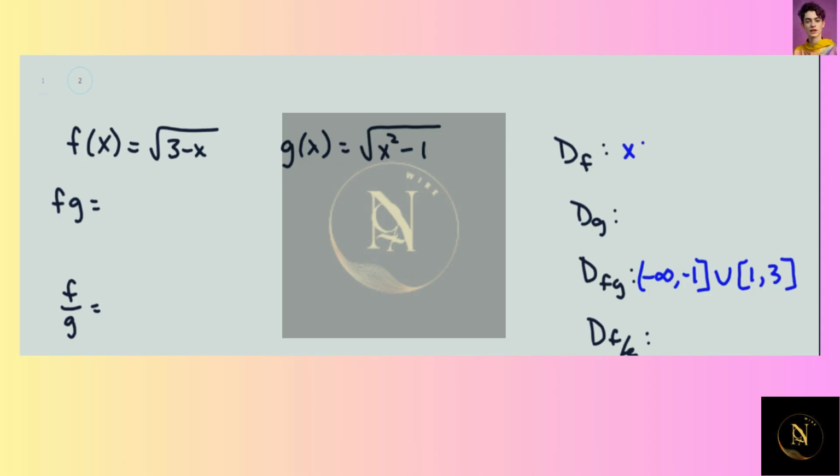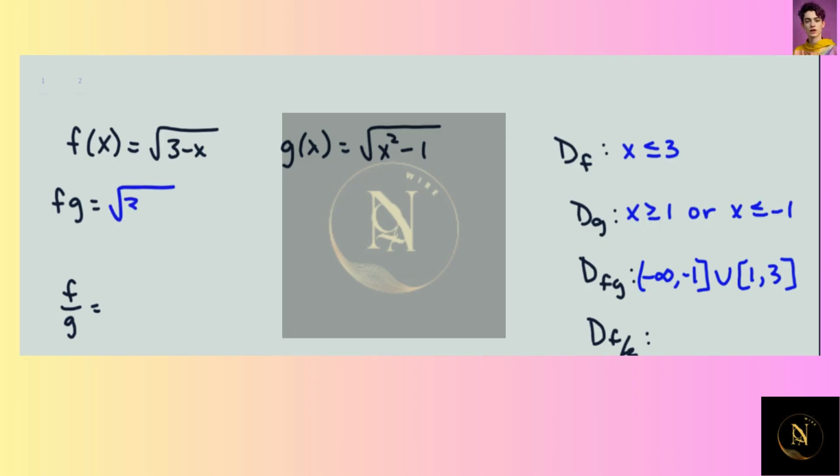We can just rewrite those domains up here. For f, it was x is less than or equal to 3. And for g, it was x is greater than or equal to 1 or less than or equal to negative 1. Okay, now let's find the product f times g.